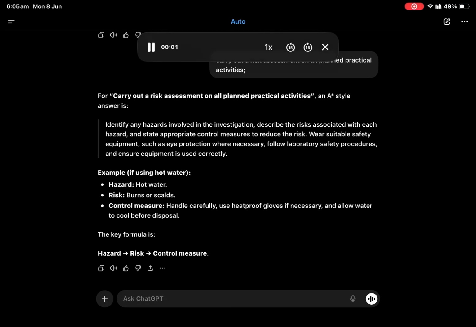For carry out a risk assessment on all planned practical activities, an A-star answer is: "Identify any hazards involved in the investigation, describe the risks associated with each hazard, and state appropriate control measures to reduce the risk. Wear suitable safety equipment, such as eye protection where necessary, follow laboratory safety procedures, and ensure equipment is used correctly." Example, if using hot water: hazard, hot water; risk, burns or scalds. Control measure, handle carefully, use heat-proof gloves if necessary, and allow water to cool before disposal. The key formula is hazard, risk, control measure.